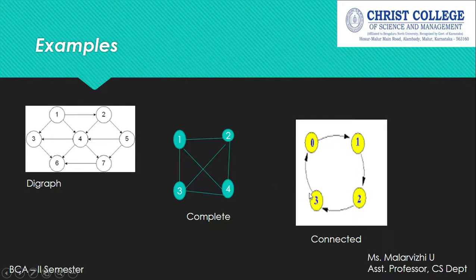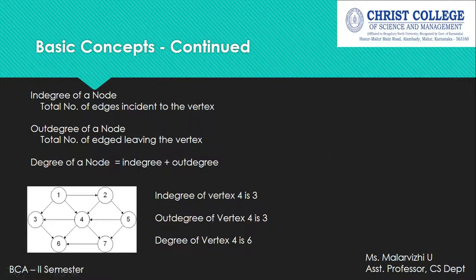The last graph is a connected graph. When you consider any pair of vertices, there is a path between both the vertices. When we start from 0, it is possible to reach 1, 2, and 3. In the same way, when you start with the vertex 1, it is possible to reach 2, 3, and 0. That's the reason it is called a connected graph.